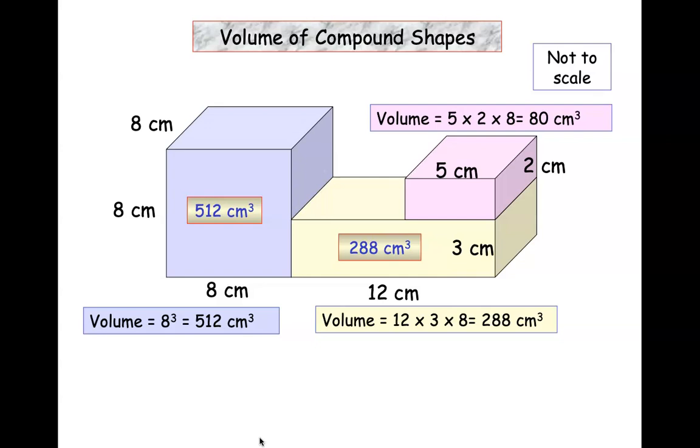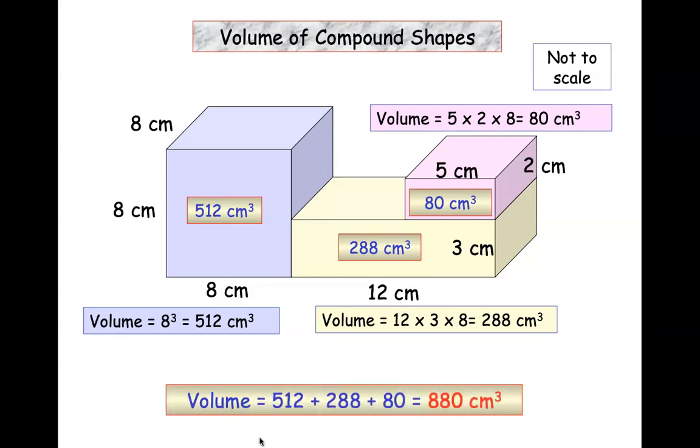So you can see for the lilac and the yellow cuboid, they've left out the measurement of 8 in the hopes that you'll be able to identify that width based on the width of the 8 by 8 by 8 cube on the left. Now that I've got all three volumes, I can simply add them together, and we get a total of 880 centimeters cubed.